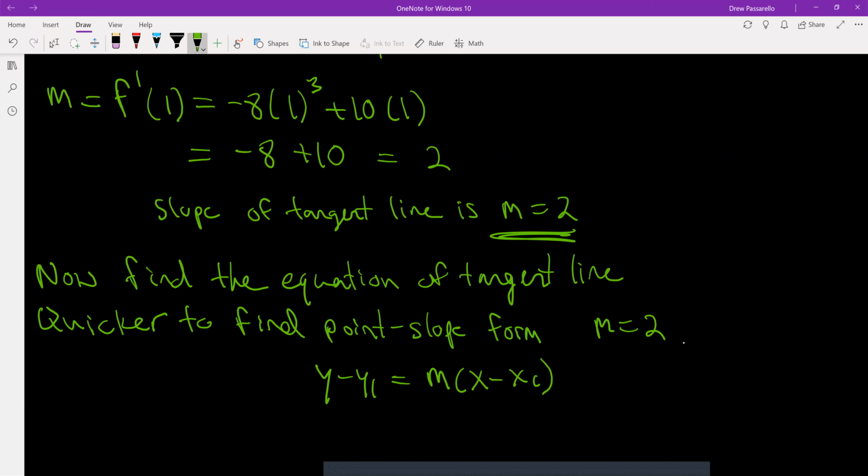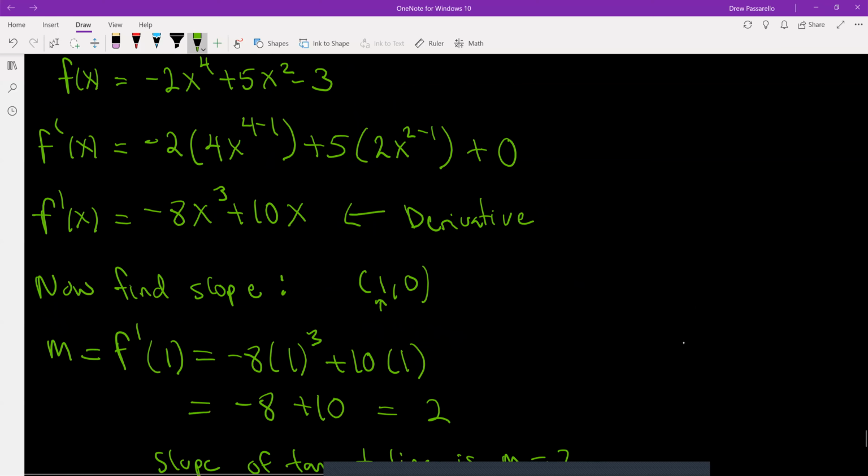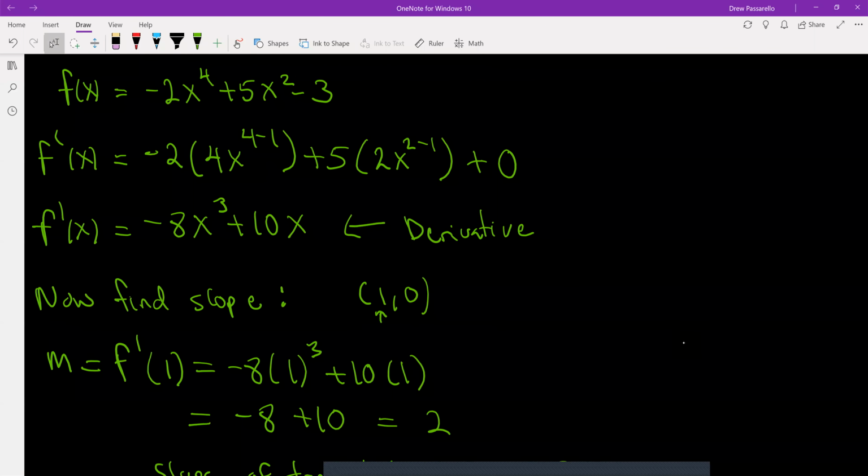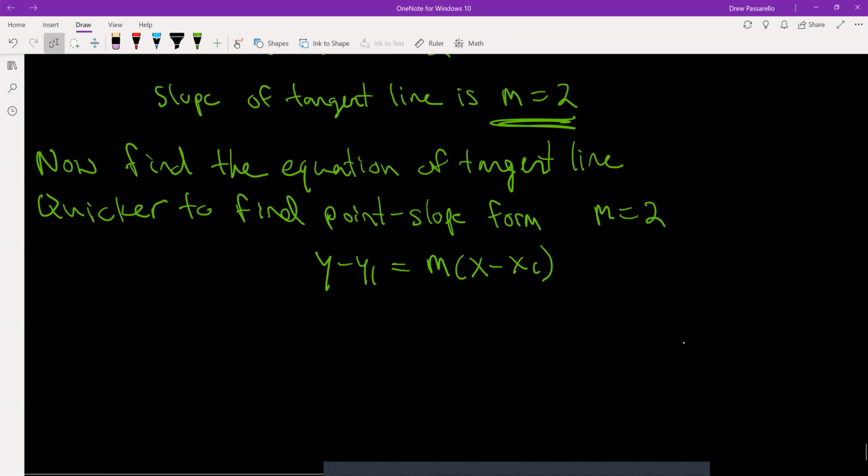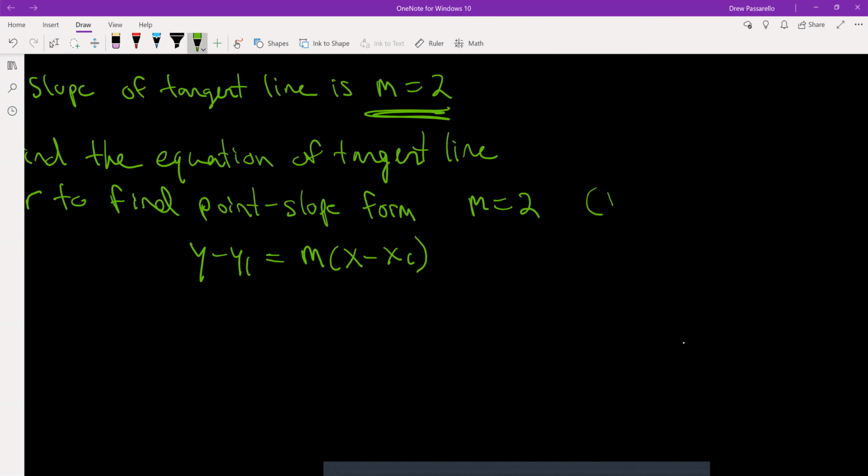Our point, where the tangent line is going to touch the curve, is the given point (1, 0). And we just plug in 1 for x1, 0 for y1. So if I plug those in, that's going to be y minus 0, which is just y, equals 2 times parentheses x minus x1, that'd be x minus 1. All right, and that is the tangent line.